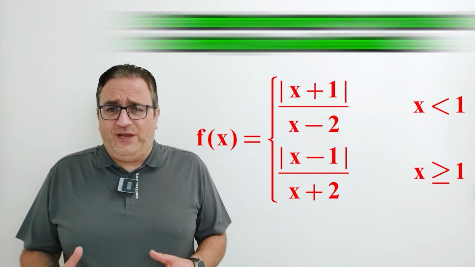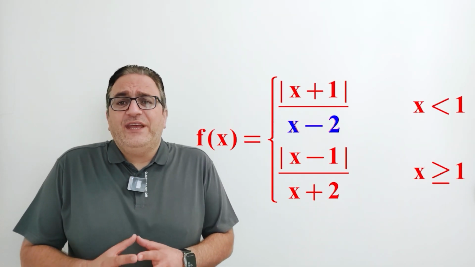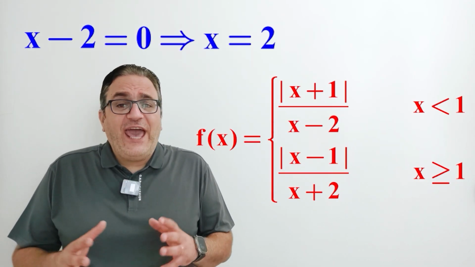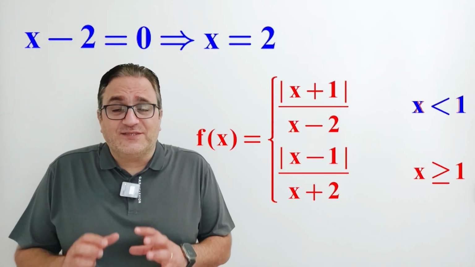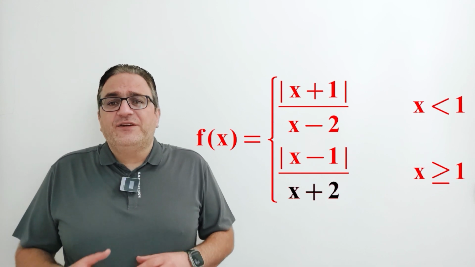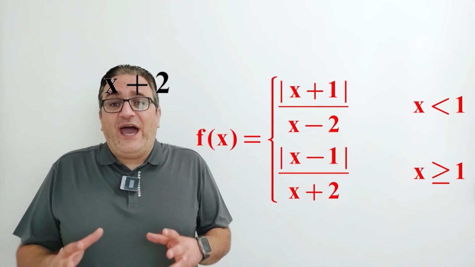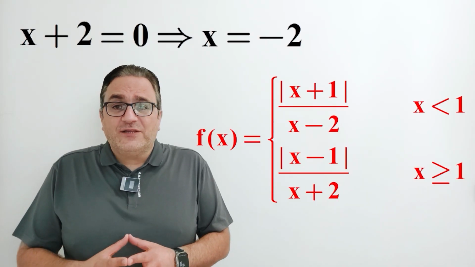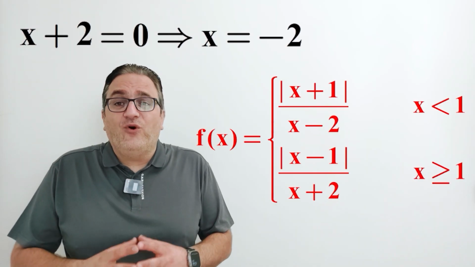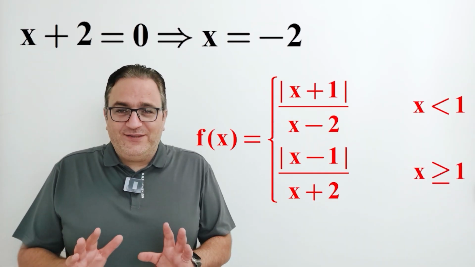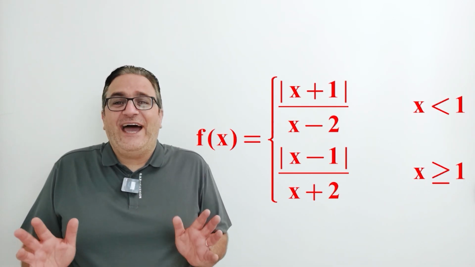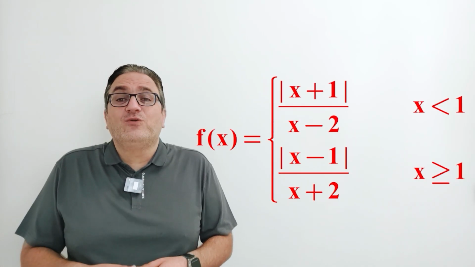First, let's look at the denominators. In the first part, the denominator is x minus 2. It becomes 0 at x equals 2. But x equals 2 is not in this domain because x is less than 1. And in the second part, the denominator is x plus 2. It becomes 0 at x equals negative 2. But x equals negative 2 is not in this domain because x is greater than or equal to 1. Right? So the function is continuous in its domain. No issues here. Now let's check the boundary at x equals 1.